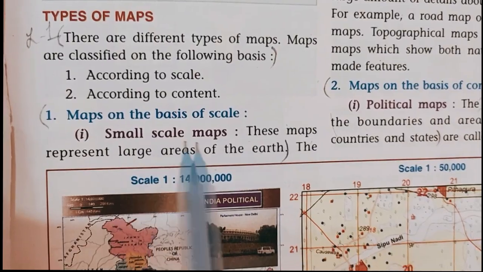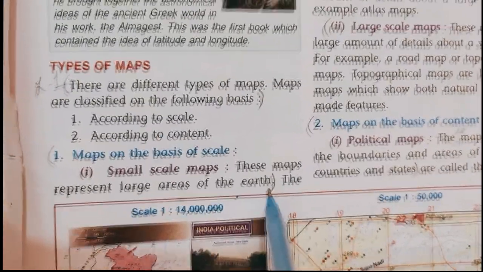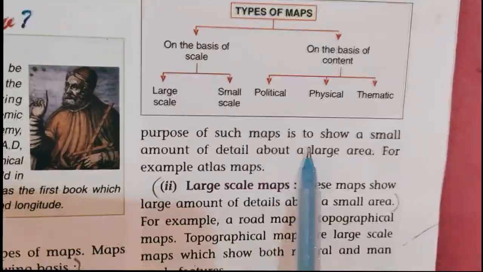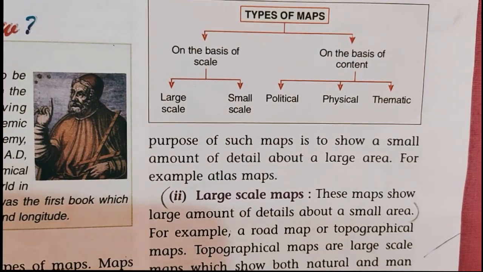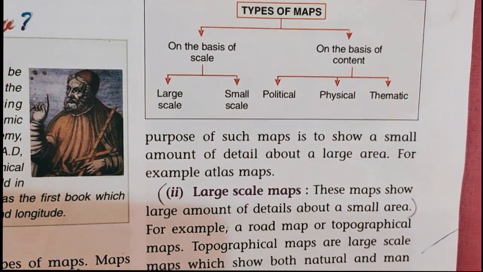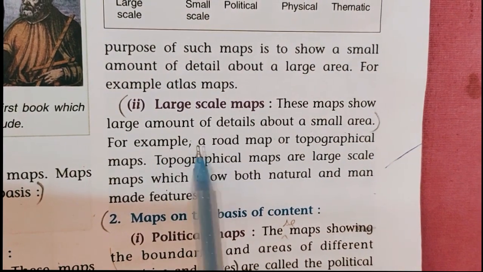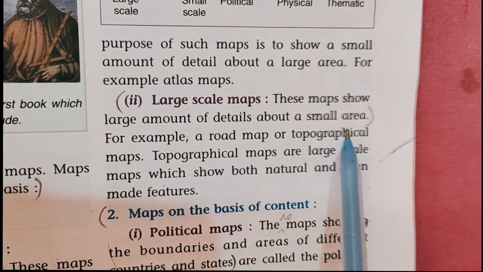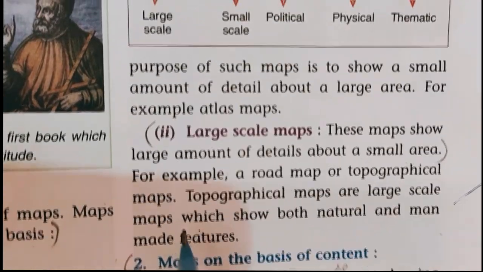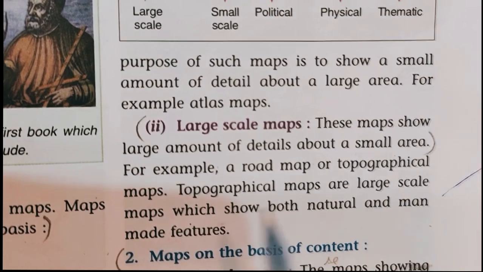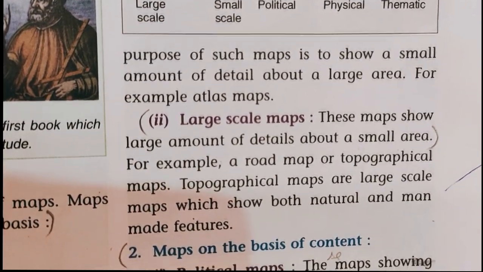Number 1, small scale maps. These maps represent large areas of the earth. The purpose of such maps is to show a small amount of detail about a large area. For example, atlas maps. Number 2, large scale maps. These maps show large amount of details about a small area. For example, a road map or topographical maps. Topographical maps are large scale maps which show both natural and man-made features.